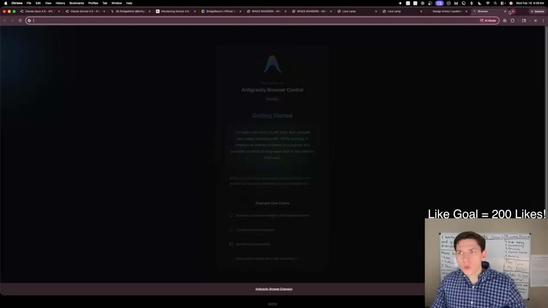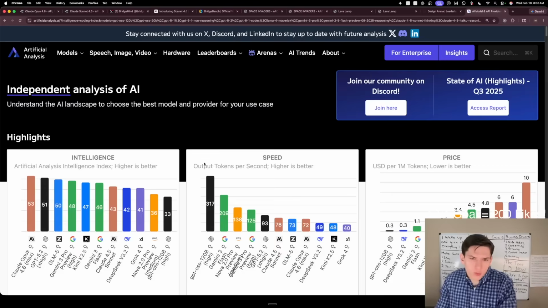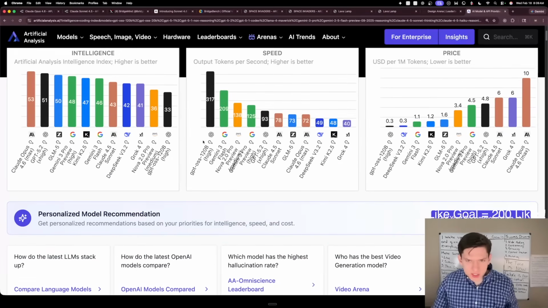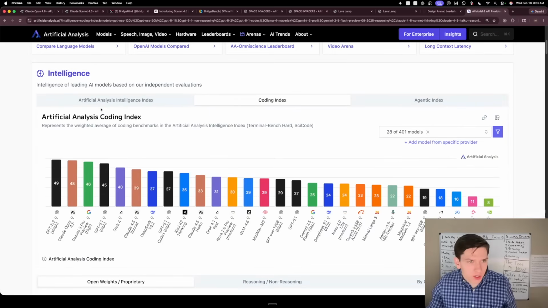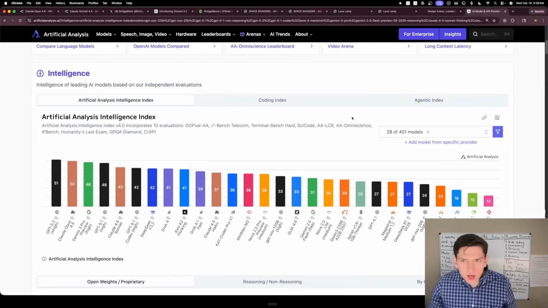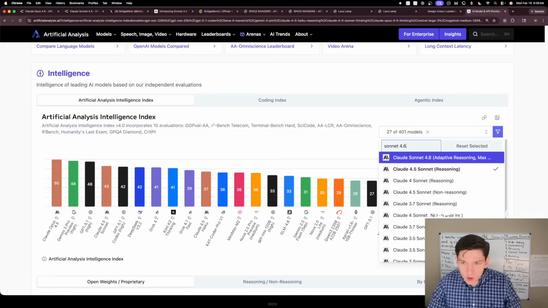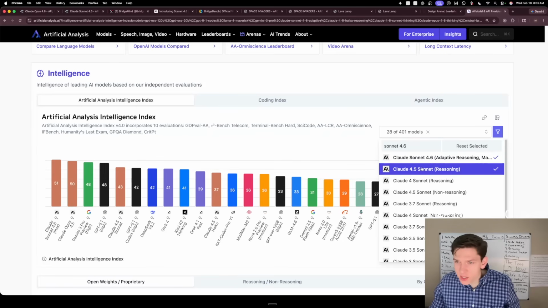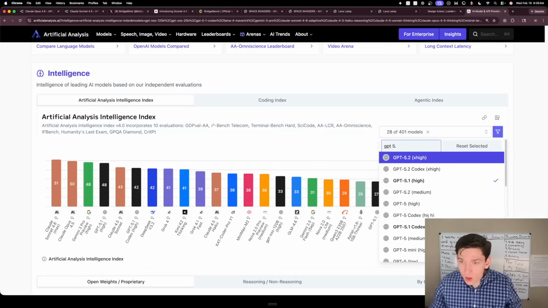Also, another important benchmark that I do want to pull up is Artificial Analysis. This is one of the most important benchmarks that I look at. Let's take a look and just make sure it is benchmarked. So here is the Artificial Analysis intelligence index. Let's see if it's indexed here. Let's go to Sonnet 4.6. It is here, adaptive reasoning. And then let's also add GPT 5.2 to the mix as well. I think I turned it off by accident.